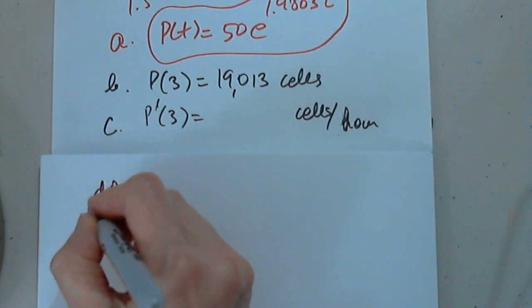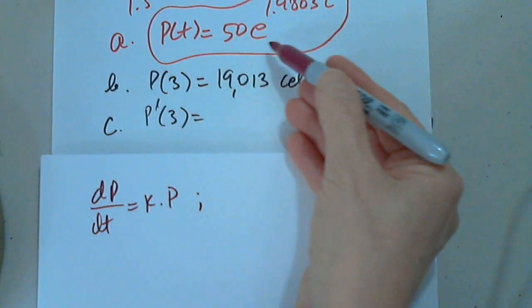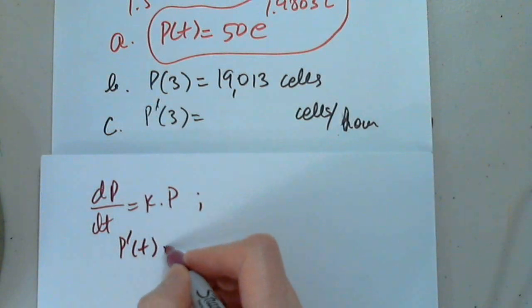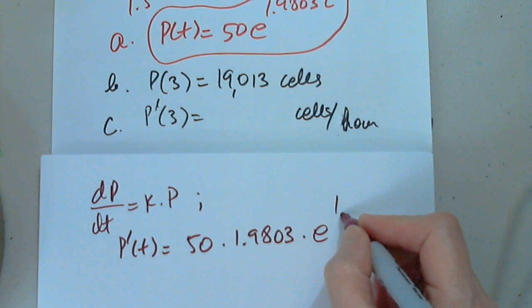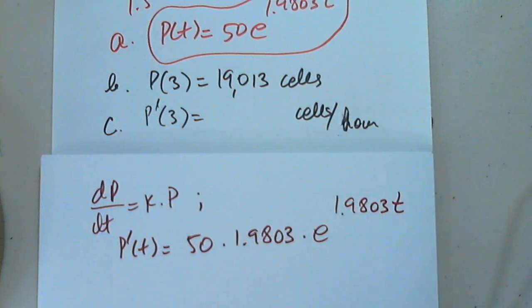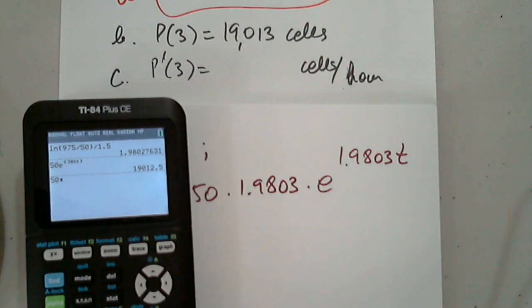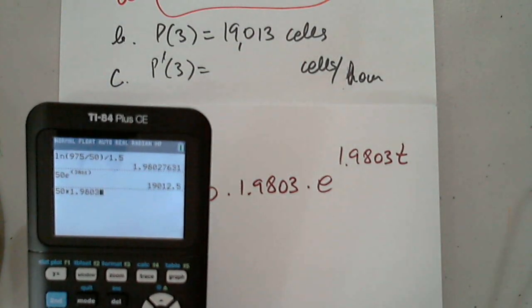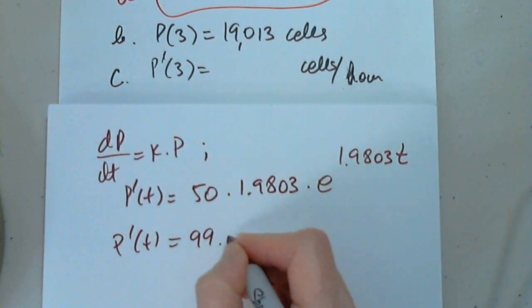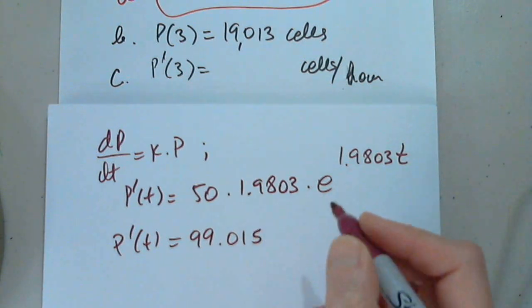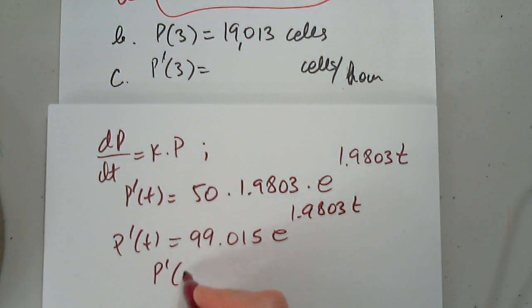So we already know that dp over dt equals k times p. However, since we have the formula, we can also find P prime of t, if you want, as 50 times 1.9803 times e to the 1.9803 t. So when we multiply 50 by 1.9803, we get 99.1015 e to the 1.9803 t, and now we want P prime of 3.